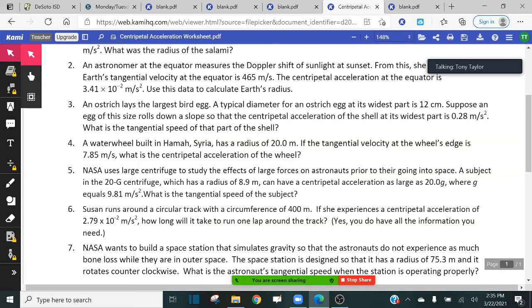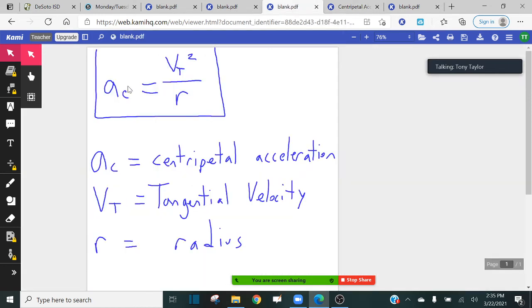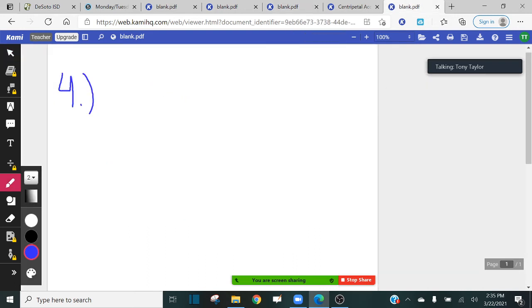All right, so guys, notice we're given 2 things. We're given the radius of the wheel, which is 20 meters. We're also given the tangential velocity, 7.85 meters per second. So we can easily calculate the centripetal acceleration. The centripetal acceleration is equal to tangential velocity squared divided by the radius. So I'm going to write that down: centripetal acceleration is equal to the tangential velocity squared divided by the radius.